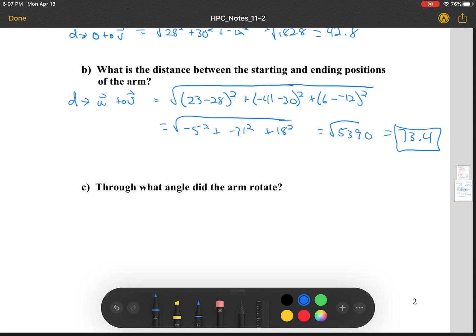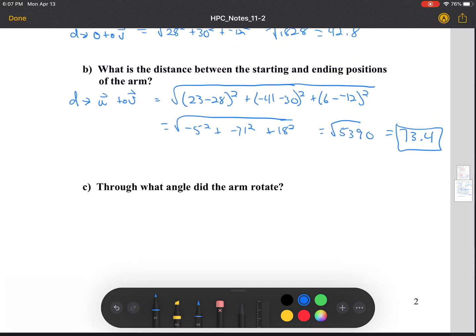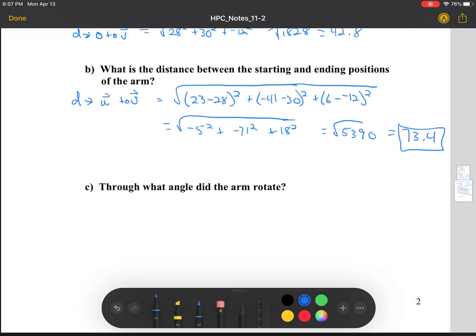Okay, C: through what angle did the arm rotate? So now we're doing our angle between two vectors theorem. Cosine theta equals our dot product. So let's do our dot product first. U dot V is going to equal 23 times 28 plus negative 41 times 30. Man, I messed this up. Why did I draw it so far over there? U dot V equals 23 times 28 plus negative 41 times 30 plus 6 times negative 12.